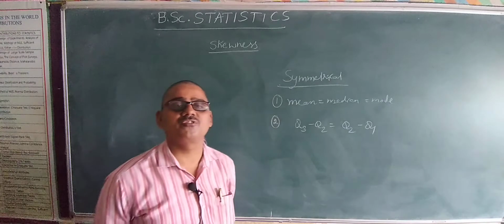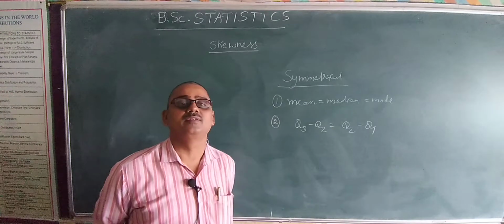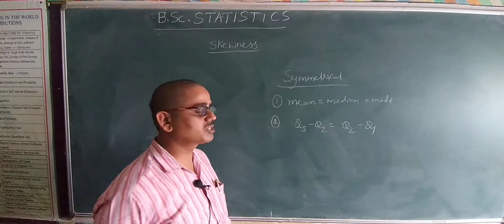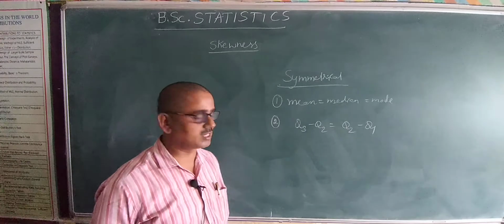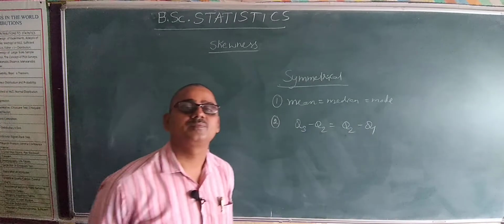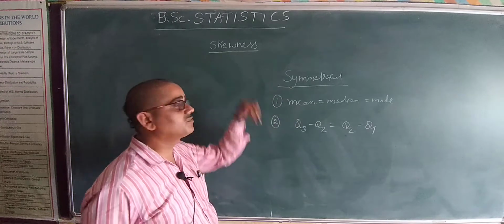This is another definition of symmetrical. The distribution is said to be symmetrical if the quartiles are equidistant from the median. That is, Q3 minus Q2 is equal to Q2 minus Q1. The distance between Q3 and Q2 is equal to that between Q2 and Q1. Right? So now we come to the definition of skewness.